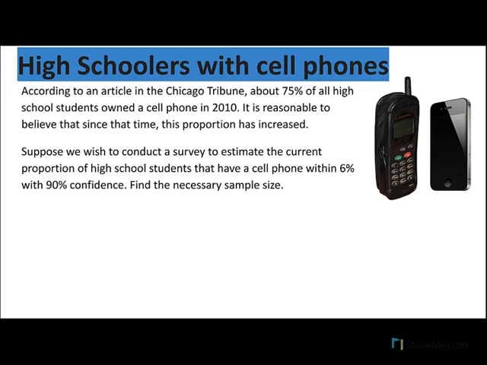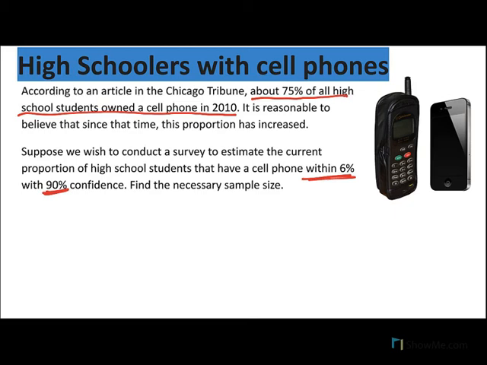With this one, it says according to an article in the Chicago Tribune, about 75% of all high school students owned a cell phone in 2010. It is reasonable to believe that since that time the proportion has increased. I think that's a very reasonable assumption. So suppose we wish to conduct a survey to determine the current proportion of high school students who have cell phones. We want to be within 6%, and we want 90% confidence, and we're going to find the necessary sample size. So, same idea, right?